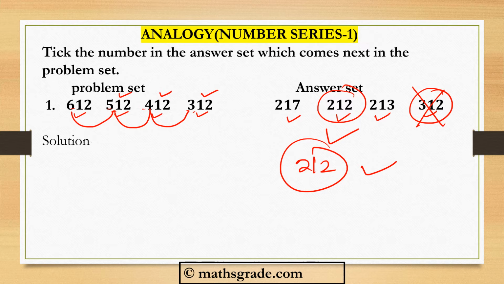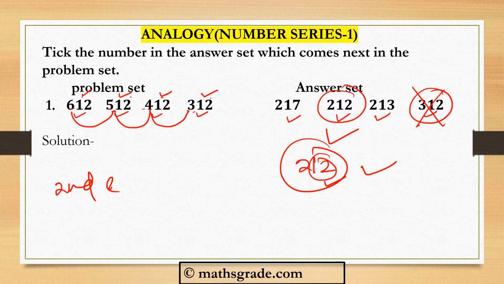Or we can just observe the digits. The second and third place digits are 12 in all these numbers: 12, 12, 12 and 12. And the first place digit is 6. 6 minus 1 is 5, 5 minus 1 is 4, 4 minus 1 is 3, 3 minus 1 is 2. The first place digit is in decreasing order, and the second and third place digits are the same, that is 12.